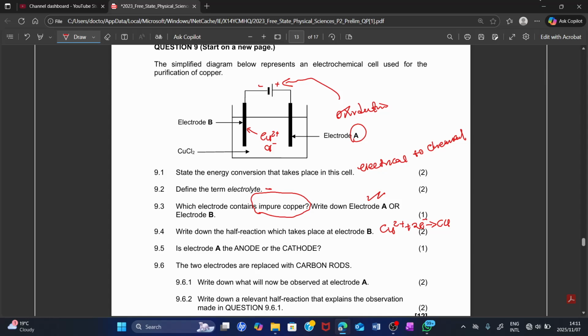Is electrode A the anode or the cathode? I told you about this, that since it's a positive, that is anode, okay? The answer is anode. It's a positive electrode.